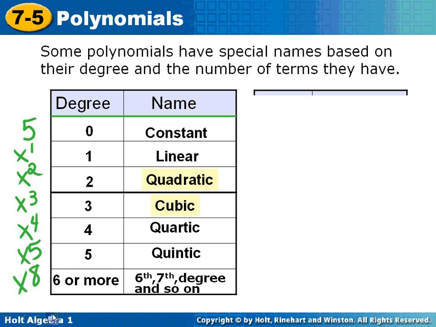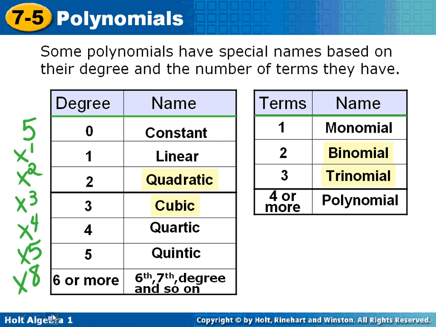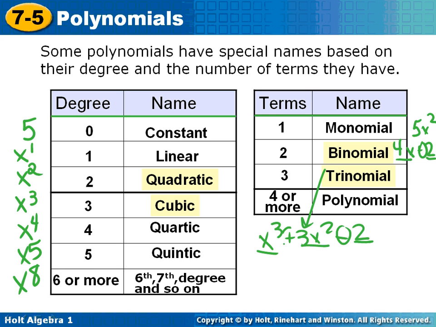The second thing that we rank polynomials by, as we talked about, is the number of terms that they have. One term would be something like 5x squared. That is only one term, so it's considered a monomial. A binomial is if it has two terms, like 4x plus 2. We have two terms separated by a plus sign. The third one is a trinomial, and a trinomial has three terms, like x cubed plus 3x squared minus 2. This has three terms separated by plus and minus signs.